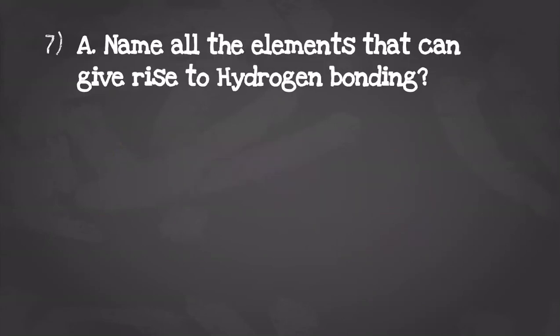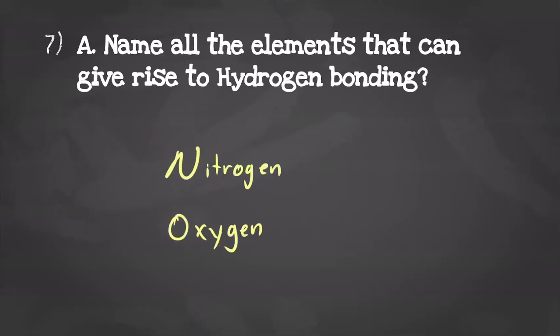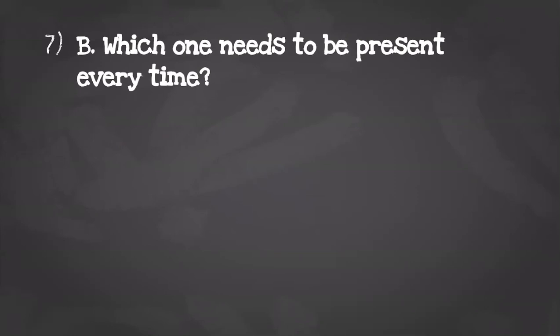Now, let's talk about hydrogen bonding. What elements can cause hydrogen bonding? It's a long list of elements, so here we go. The elements that can give rise to hydrogen bonding are nitrogen, oxygen, and fluorine. Which one needs to be present every time? Well, hydrogen. It wouldn't be called hydrogen bonding if it didn't need hydrogen present.